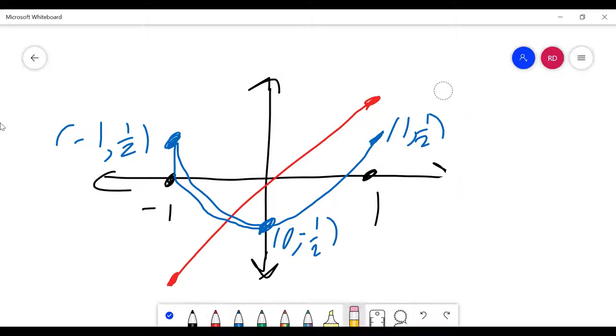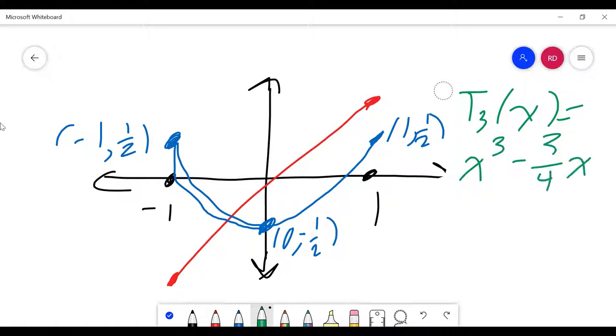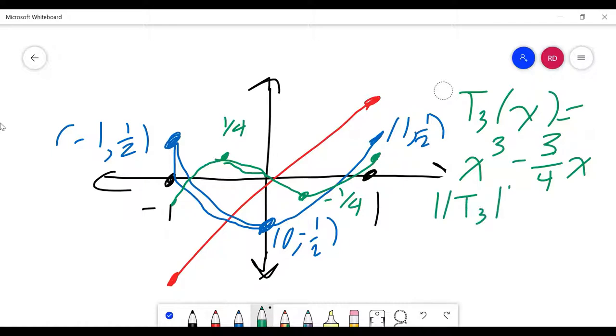And then with a little work, we can continue this. We can say T3 of x is x to the third minus 3/4 x. And that goes from a 1/4 here at 1, negative 1/4 here at negative 1, and it goes up to positive 1/4. You could work out the x value, but we don't really need it. We just want to know what the error is. It goes through 0, goes down back to negative 1/4, and back up to 1/4, excuse me. So the y values range from negative 1/4 to positive 1/4. Therefore, the norm here is 1/4.